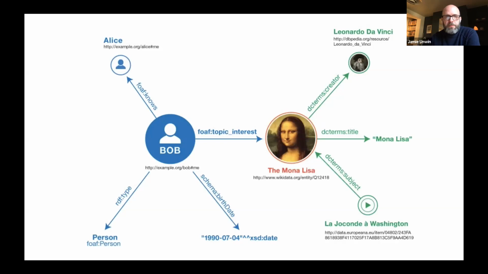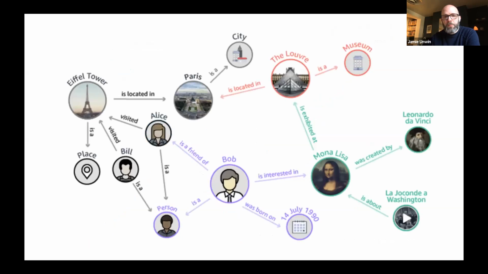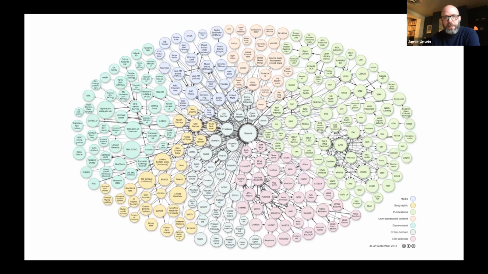Which then lets you build up graphs like this. So Bob is interested in the Mona Lisa. A date is connected to Bob, which is his birthday. Bob's a person, he knows Alice. So you can build these up as building blocks, which then lets you build bigger connections like this, and eventually allows you to build up things like this. Our Science Museum collection may be one little circle among these, and then there's a whole world of things that we can connect to. So we're no longer limited to just being able to query our own data, but can traverse those connections across the whole of the web.